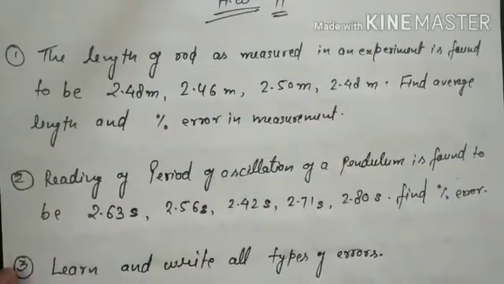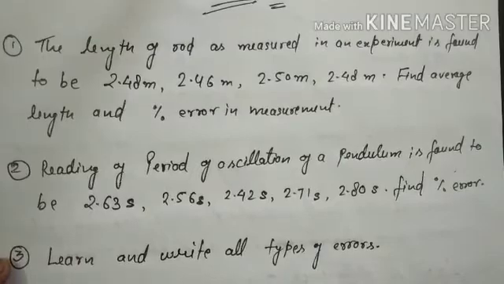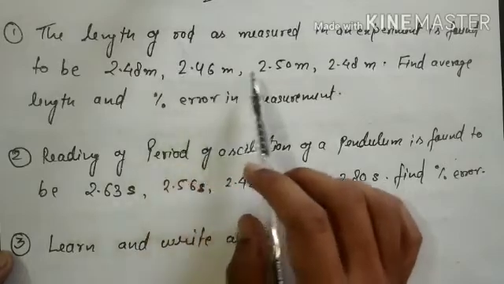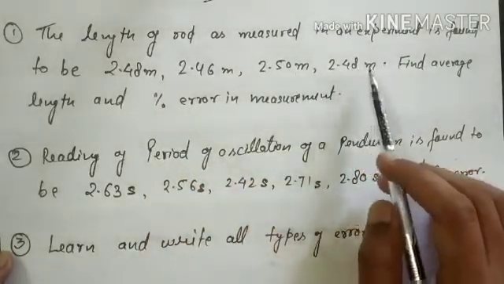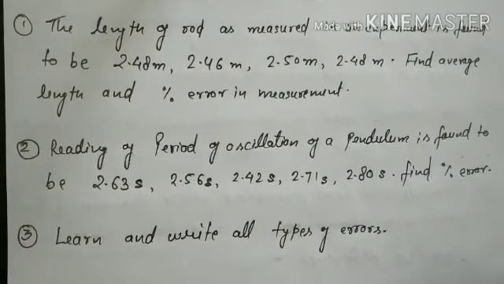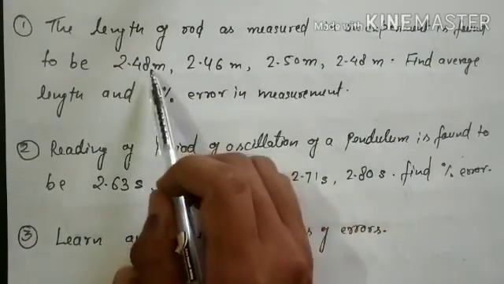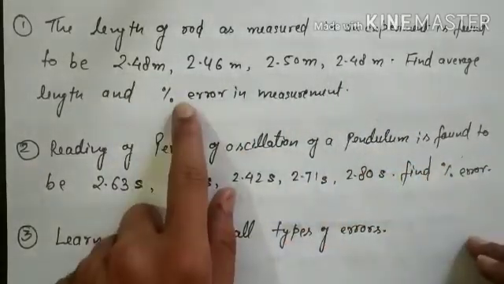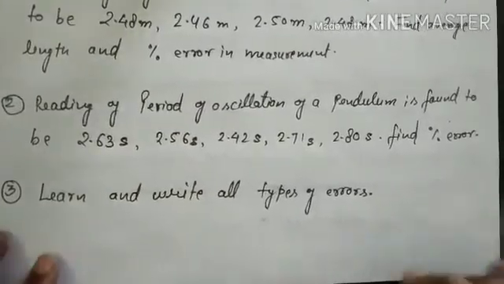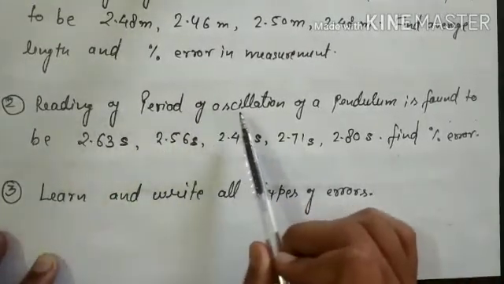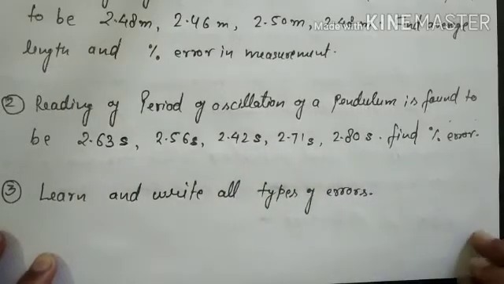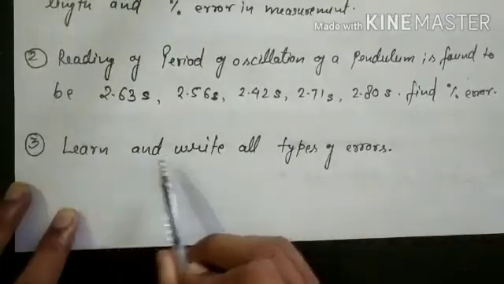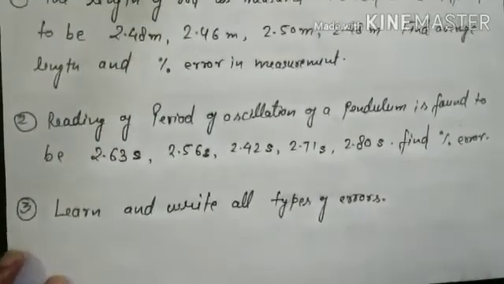So students, this is your homework. The length of a rod as measured in an experiment is found to be 2.48, 2.46, 2.50, 2.48 meters. Find the average length and percentage error. We have the formula and we can apply it. These are the observed values. First you have to take the average and find the true value, then go for the percentage error. The next question is similar: readings of the period of oscillation of a pendulum are found to be in this way. Find the percentage error. In the last question, learn and write all types of errors in your fair notebook.